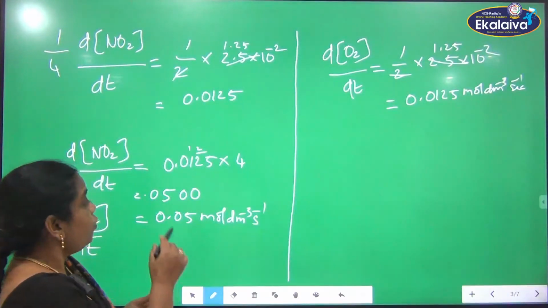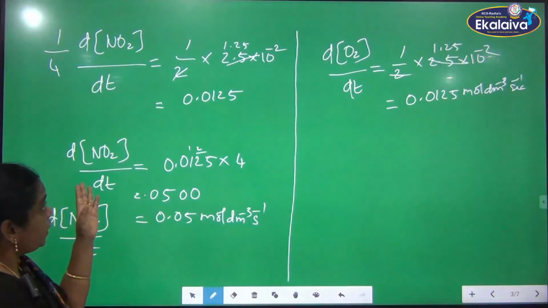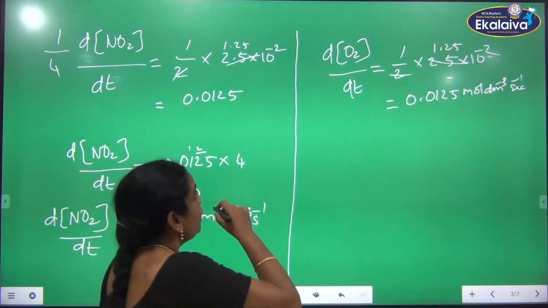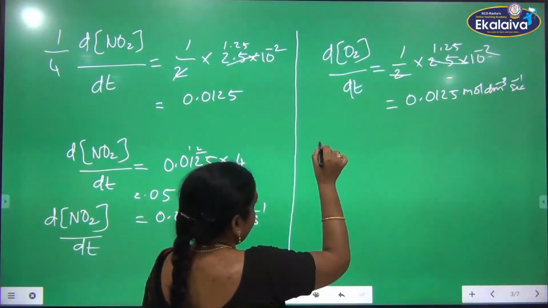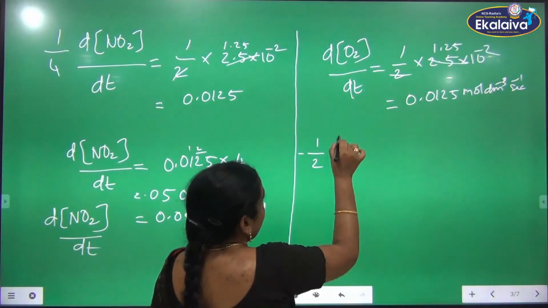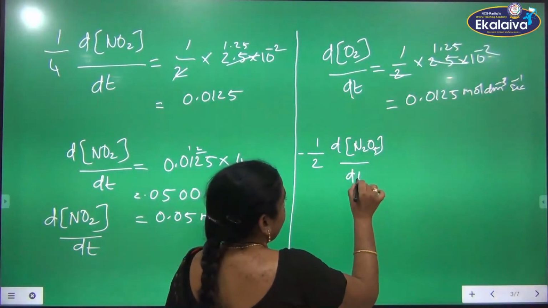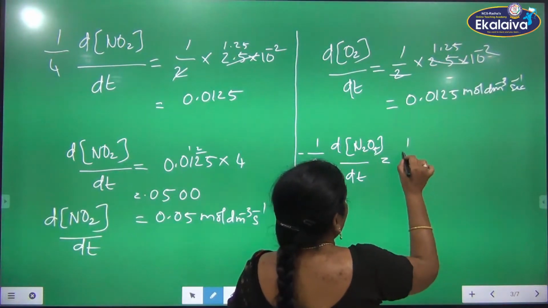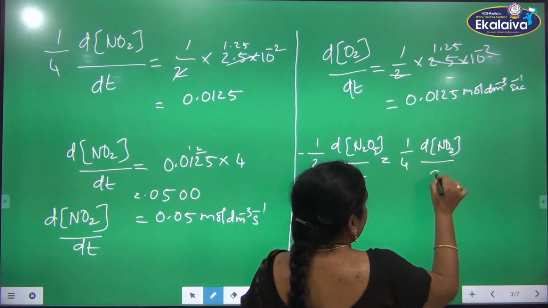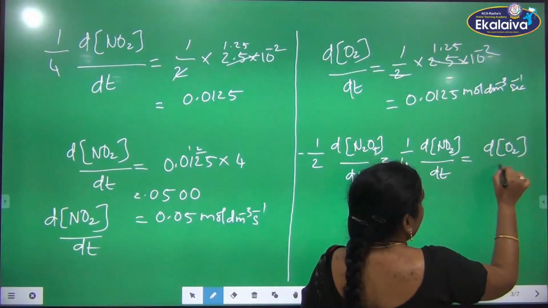And now we are going to see the overall rate of the reaction. The question is, you have to find the overall rate of the reaction. We found the individual rates of the reaction for the reactant as well as the products. Now you can see that the rate equation for the reaction is negative 1 by 2 change in N2O5 by dt equal to 1 by 4 change in concentration of NO2 divided by dt equal to change in concentration of O2 divided by dt.